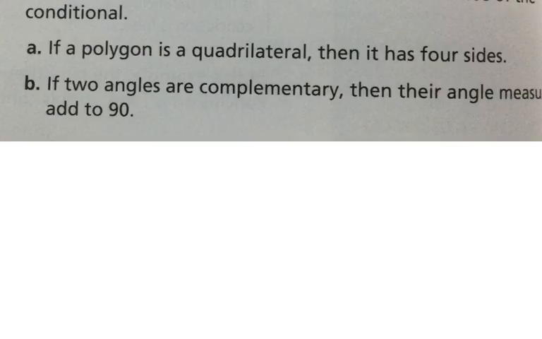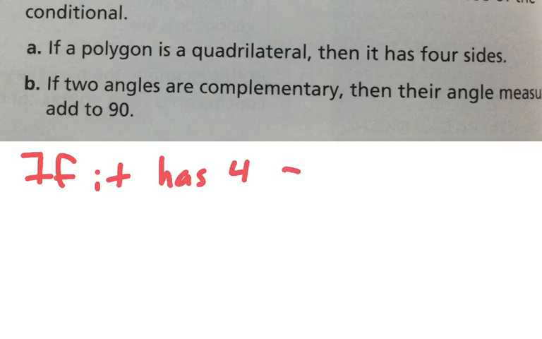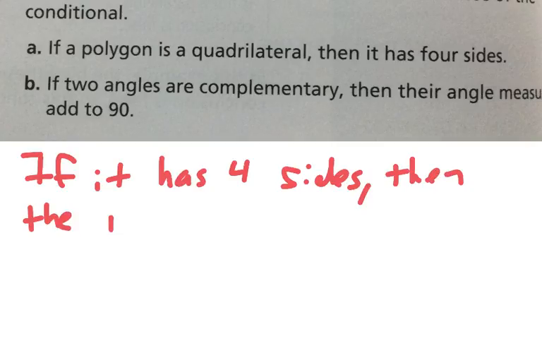Converse of A and B. Okay, all right. What's the converse of A? If it has four sides, then the polygon is a quadrilateral. So if it has four sides, then the polygon is a quadrilateral.